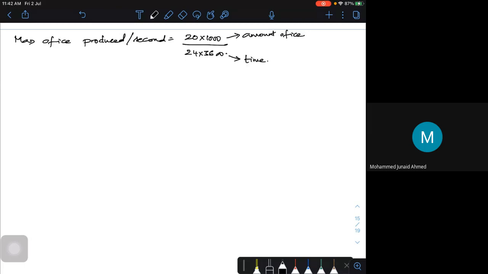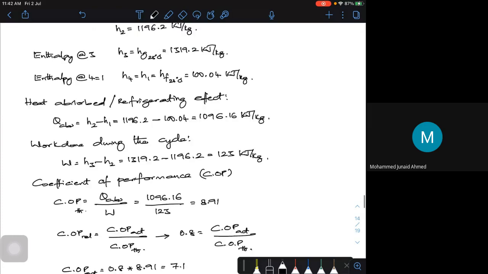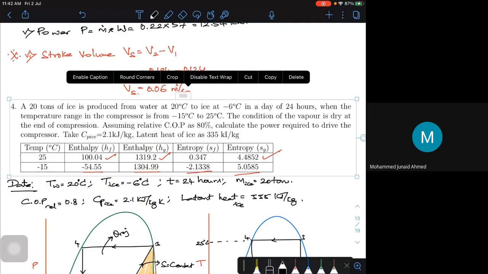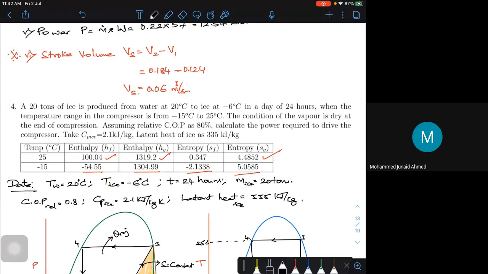Okay, if I do that, I am getting around 0.23 kg per second. That is the mass of ice produced per second. Now look at this. Let's go to this thing. Any of this is a refrigerating effect. See, 20 tons of ice is there.